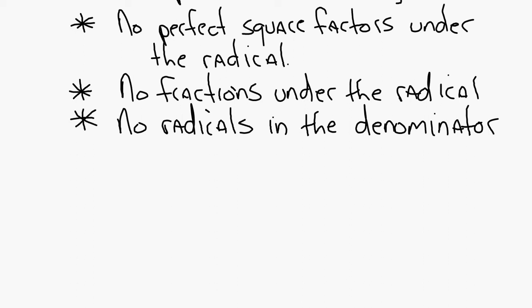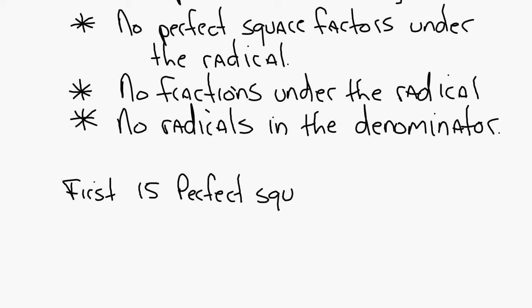No perfect square factors under the radical. So right now on your paper, I want you to create a list of perfect squares. And we're going to call it the first 15 perfect squares. Okay, let's go back up to this first criteria. No perfect square factors under the radical. Put a comma there and put other than 1. Other than 1, meaning the number 1.